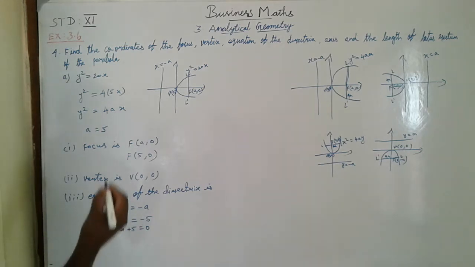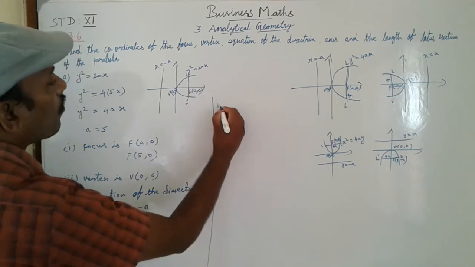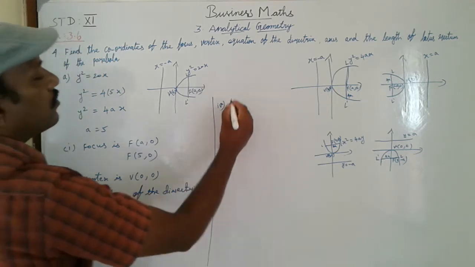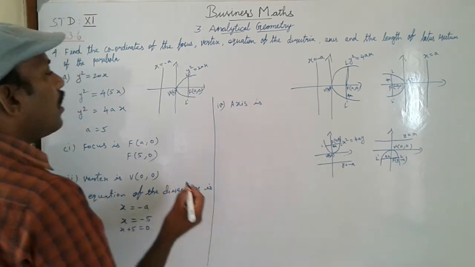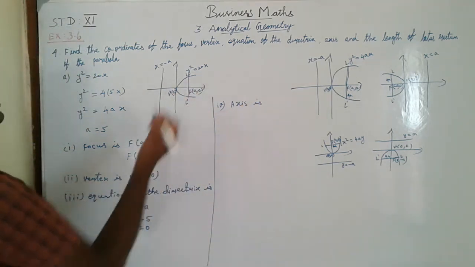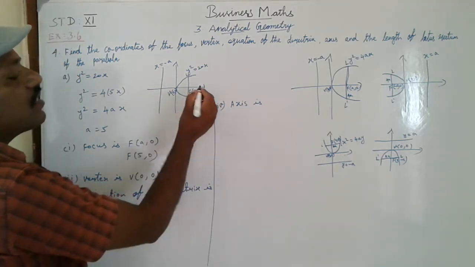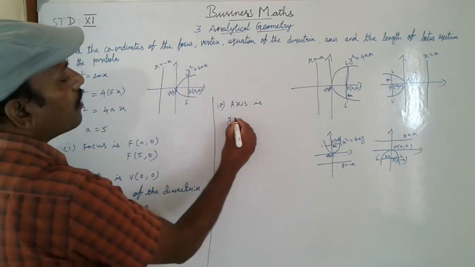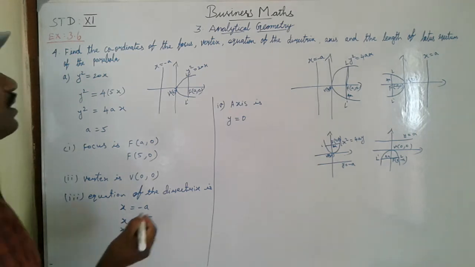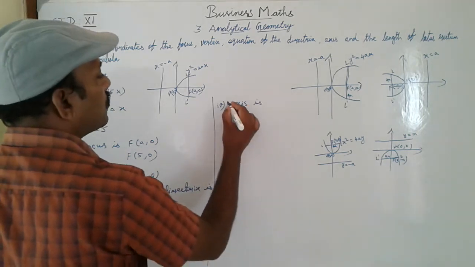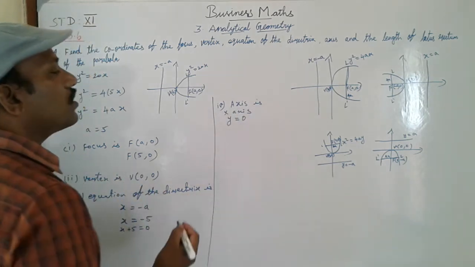Next, fourth is the axis. The main axis is the x axis. On the x axis, y value is 0. So axis y equal to 0.